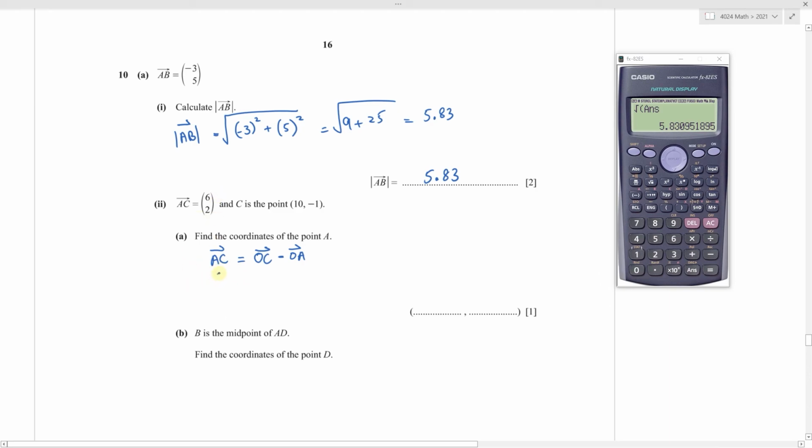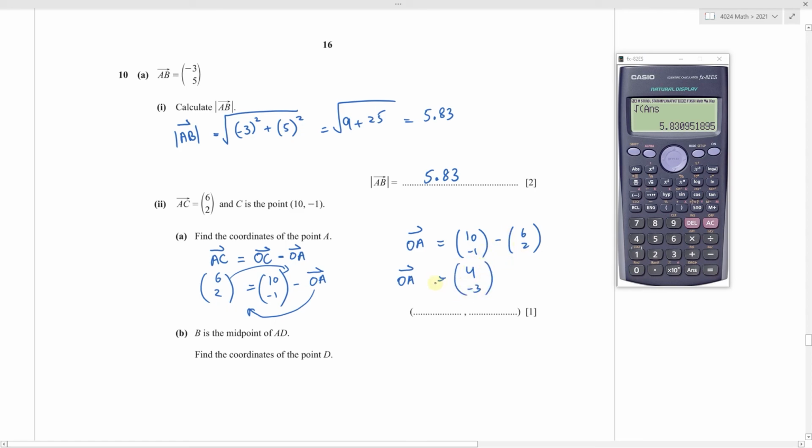So AC is (6, 2). OC is this (10, minus 1) because the coordinates are (10, minus 1). So your position vector will be (10, minus 1), minus OA is the vector that you're looking for. Let's take OA to this side and bring this here. So I will get OA equals (10, minus 1) minus (6, 2). So OA will be 10 minus 6 is 4, minus 1 minus 2 will be minus 3. So this is the position vector, so the coordinates are (4, minus 3).